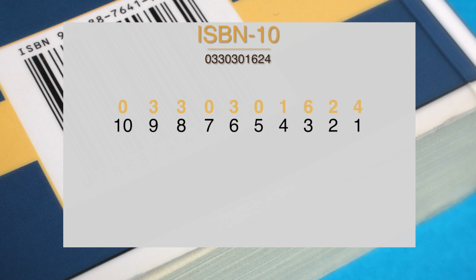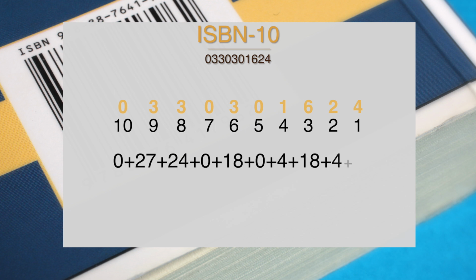First, align the digits with the numbers 10 to 1, as shown. Next, multiply each digit with the number below it. And then, sum the products. If the sum is divisible by 11, the ISBN 10 is valid.